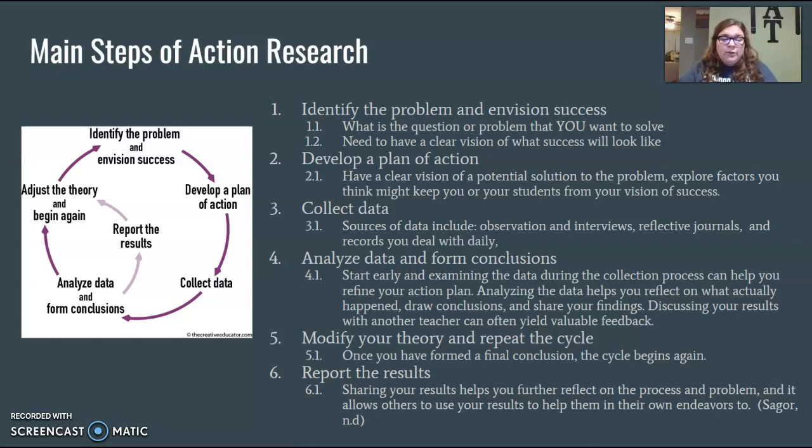There's not a right or wrong in this. You follow what you need to do and jump in at any point. And then number 6, you're going to report the results, share it with others, and reflect on the process and the problem and allow others to use the results to help them.